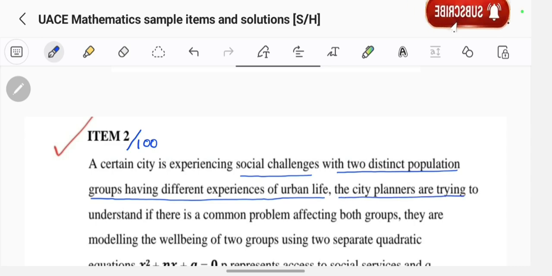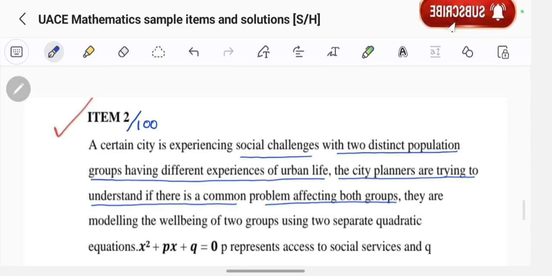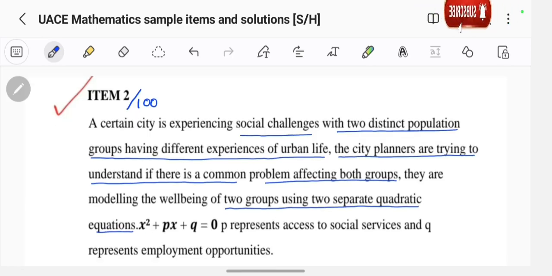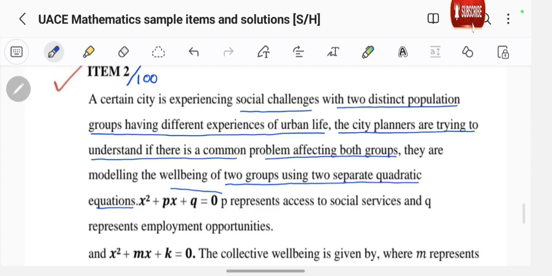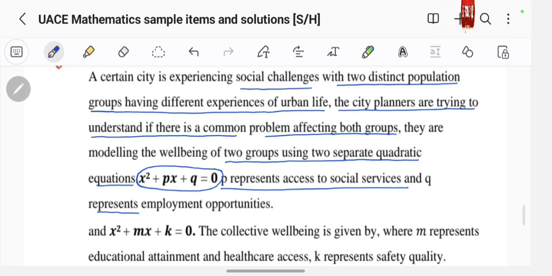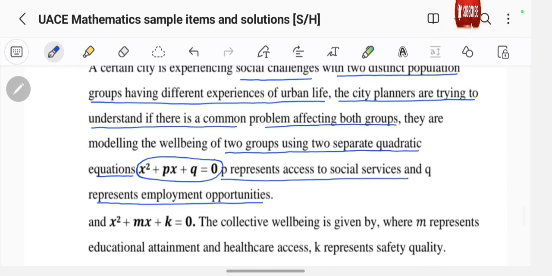The city planners are trying to understand if there is a common problem affecting both groups. They are modeling the well-being of 2 groups using 2 separate quadratic equations. This is the first quadratic equation, where P represents access to social services and Q represents employment opportunities.